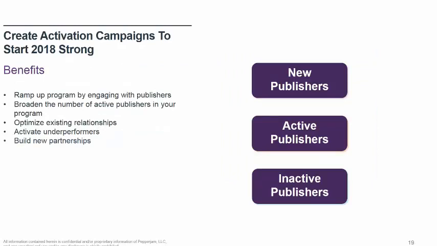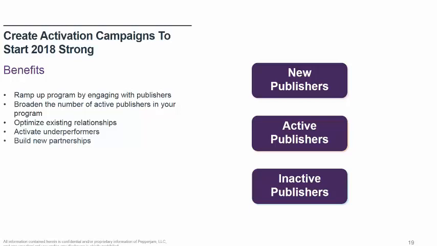I'm going to go over some tips for running an activation campaign. I usually recommend running an activation campaign at the beginning of a quarter, so especially going into the new year, it's a great time to run one. Some of the benefits are to ramp your program up, engage more with your publishers, and broaden the number of publishers who are active in the program; optimizing your existing publisher relationships, and activating new publishers that maybe aren't yet performing. You may want to categorize them as new, active, and inactive publishers, but you can make this however you want.